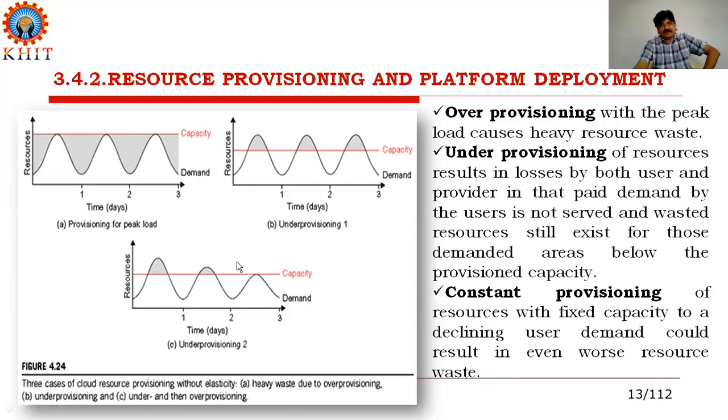So here we can compare over provisioning, under provisioning, and constant provisioning. This is the over provisioning, this is the under provisioning, and this is the constant provisioning. Here the demand reaches the maximum capacity, that is called over provisioning. Here the demand is sometimes less and sometimes more than the capacity, that is called under provisioning. Here it is constant, so the demand is constantly below the capacity, that is called under capacity.